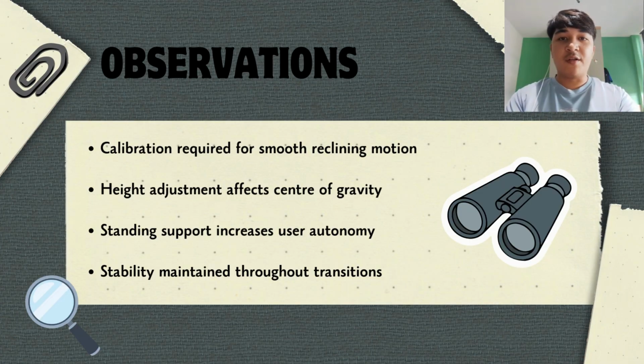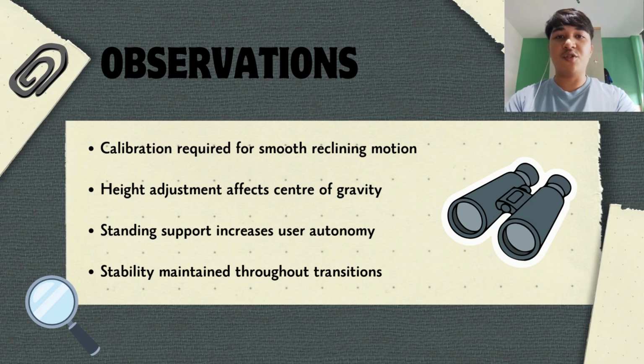The simulation conducted using Working Model 2D allowed us to analyze the mechanical behavior of the wheelchair during movement and adjustment. One key observation is that a smooth transition from sitting to a reclined position requires precise calibration of the mechanical components, particularly the pivot locations and support linkage. Improper alignment could result in a sudden motion, which may cause discomfort or instability for the user.